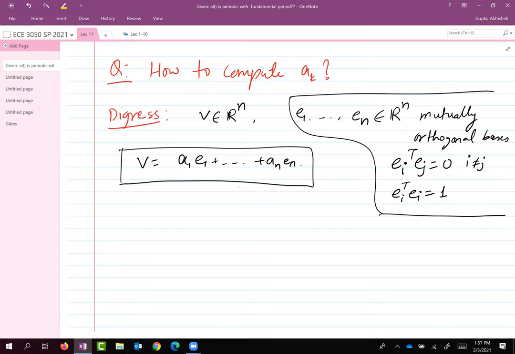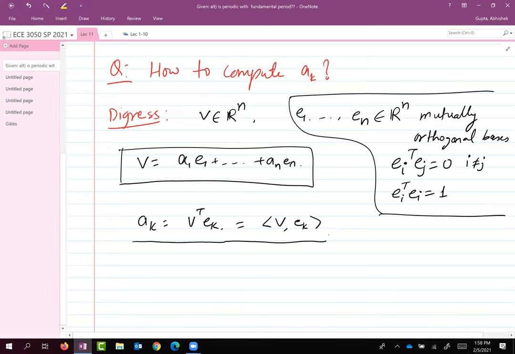Does anyone remember how do I compute the value of a_k? At least those who remember orthogonal basis and the fact that you can write a vector as a linear sum of basis vectors. You do a dot product with e_k. That's right. So V transpose e_k, or if you want to write it in the dot product case, it's an inner product of V comma e_k. Both of them are equivalent operations. So you can compute a_k by taking the dot product with the original vector V.